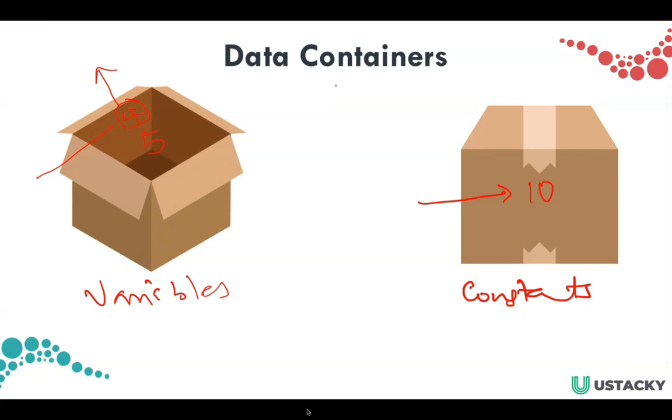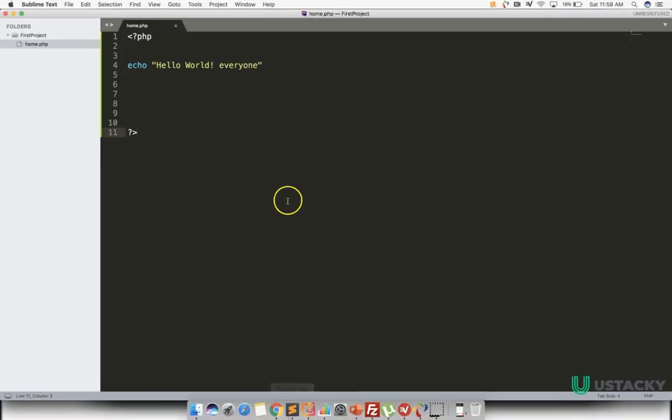So now that we know the difference between variables and constants, let us play around with both of them in our IDE. So let's go to the Sublime text. So now we can represent variables. Let us remove the first statement. We can represent our variable $name to hold a value. Let's call it Adewale.